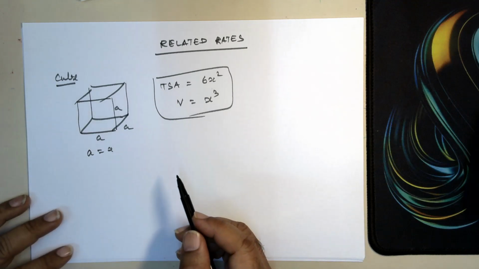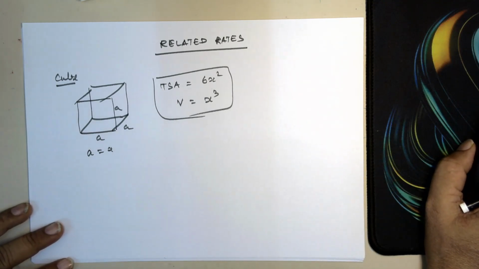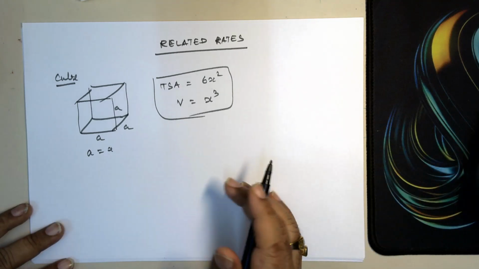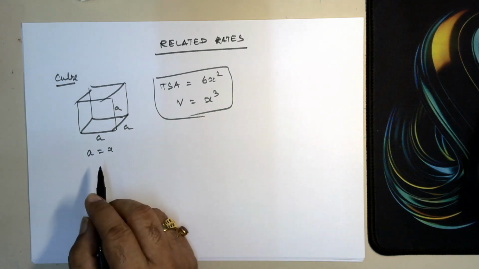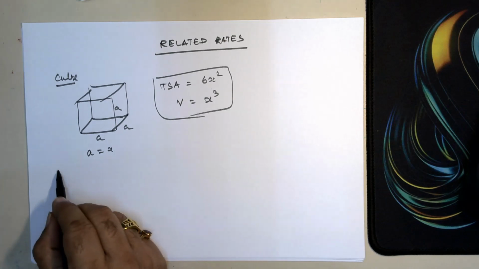Now we are going to discuss how the length of the edge of a variable cube is changing, and you need to find out the x and the dx by dt. Okay, take your problem.